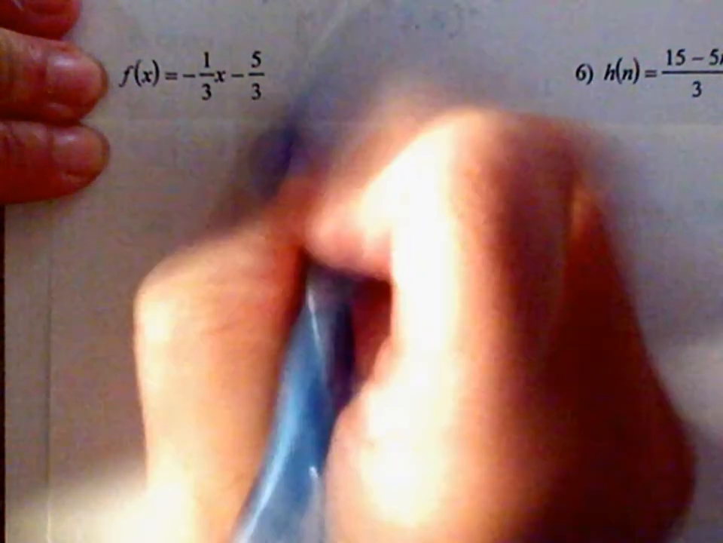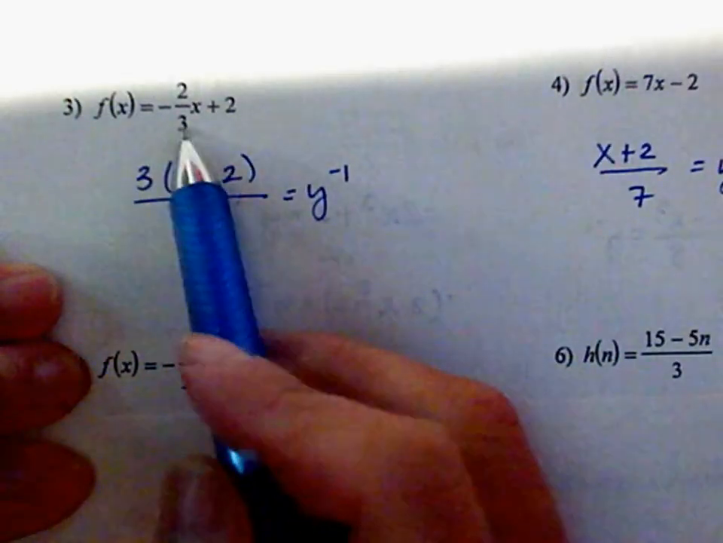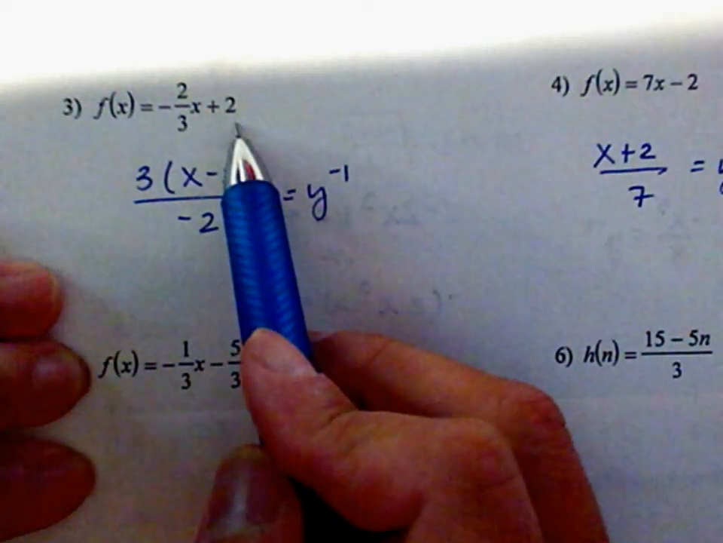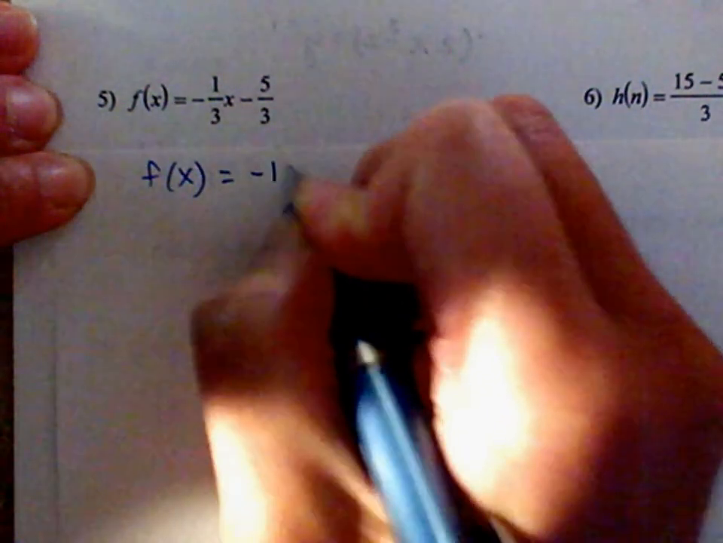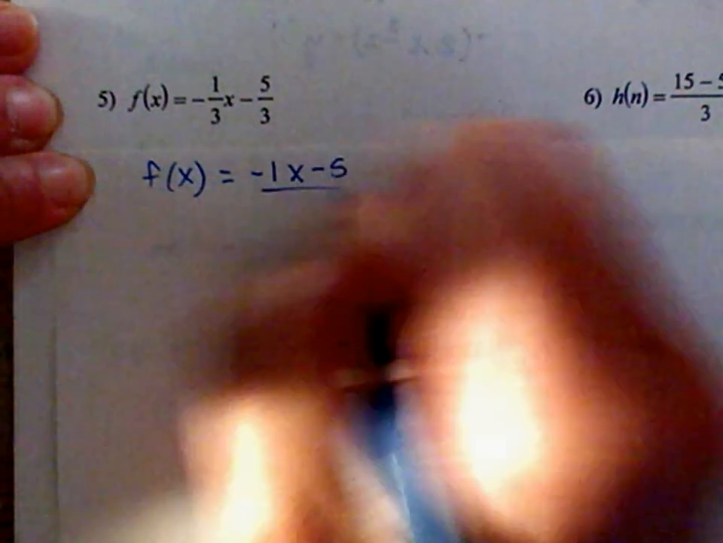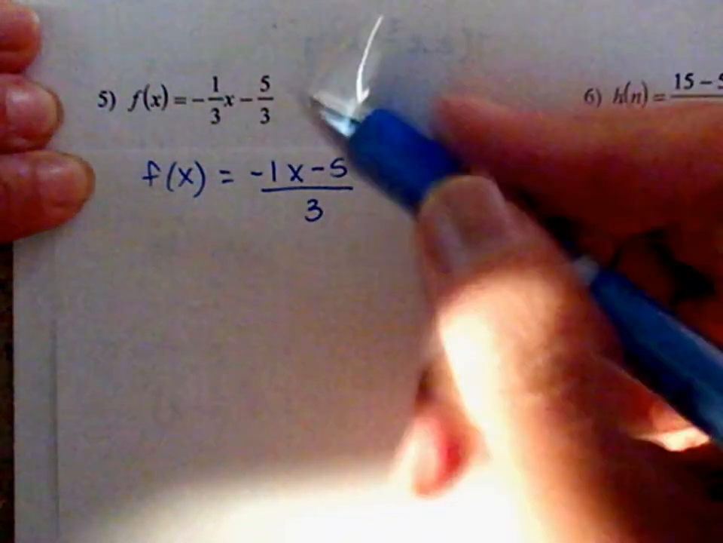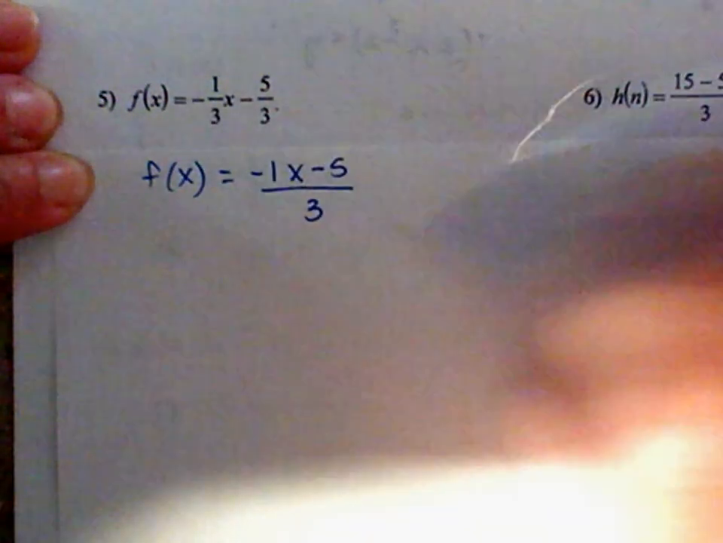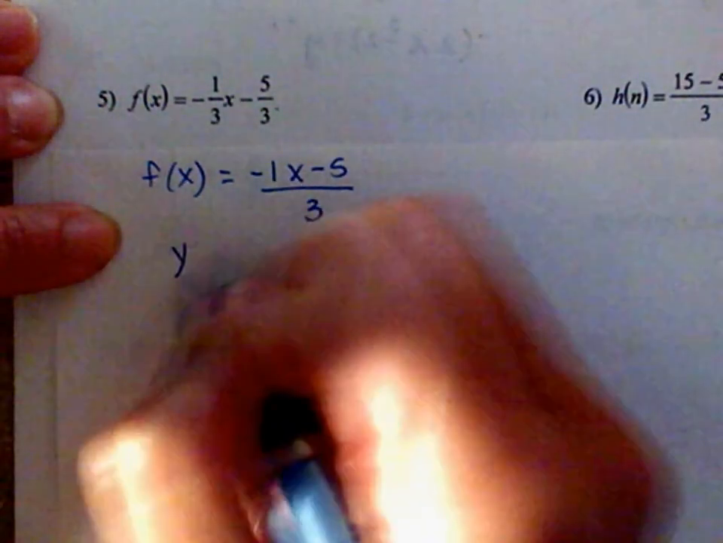Notice how they both have a 3 underneath, okay? So it'd be easier if you just rewrite it as 1 fraction. Now number 3, this one doesn't have a 3, so you can't do that. But let's look at number 5. All right, so I'm going to rewrite it. f of x equals negative 1x minus 5 over 3. Do you see how I haven't changed anything? I just rewrote it where the 3 is under the whole thing. So I put the top part together, okay?